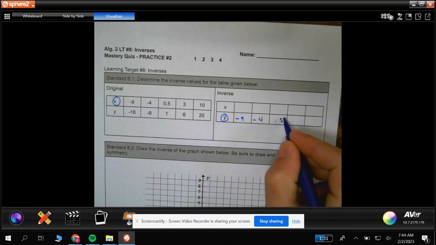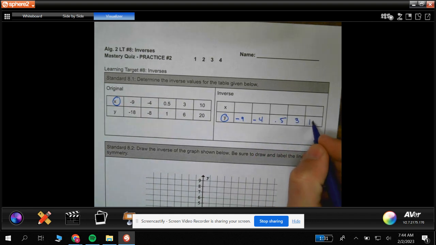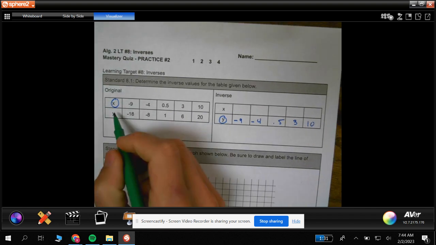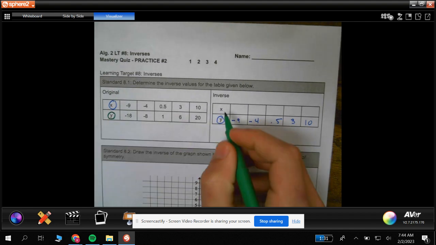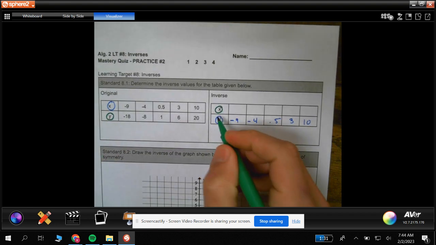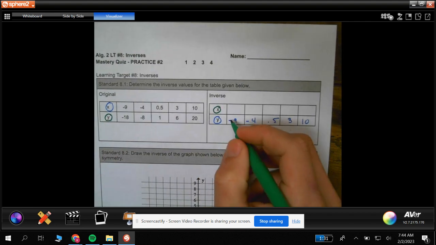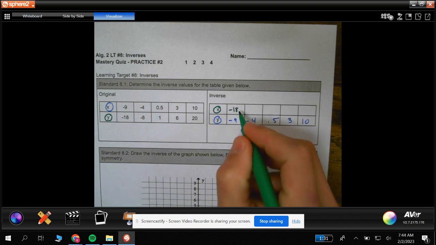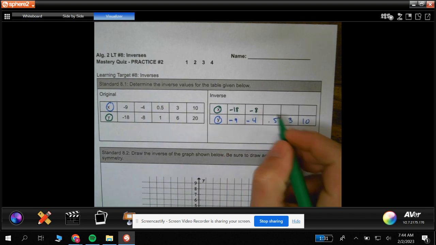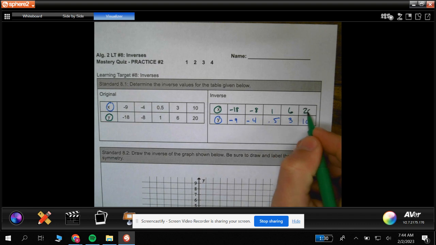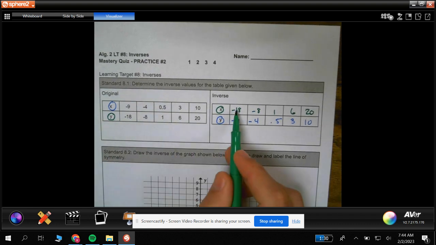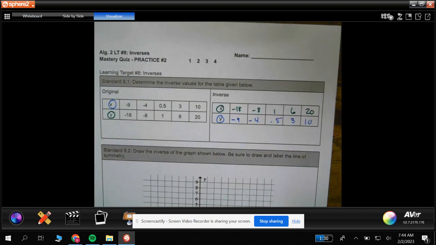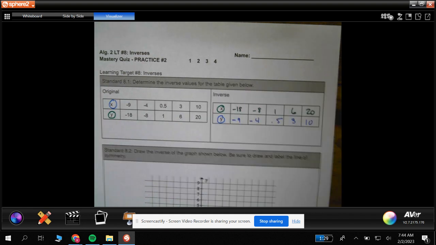0.5, 3, and 10. If we flip the x values to the y, our old y values for f of x become our x values for f negative 1 of x. So we get negative 18, negative 8, 1, 6, and 20. The original y values become our new x values. The original x values become our new y values. That's it. All right, let's move on to 8.2.